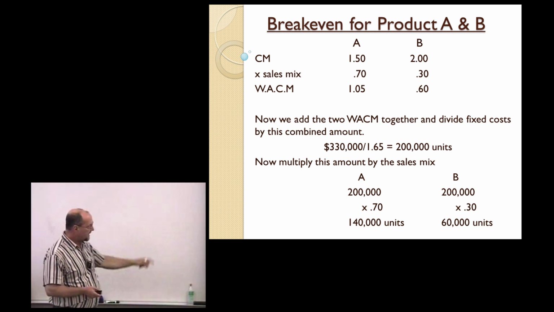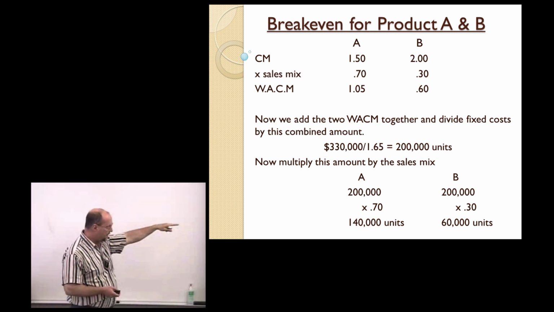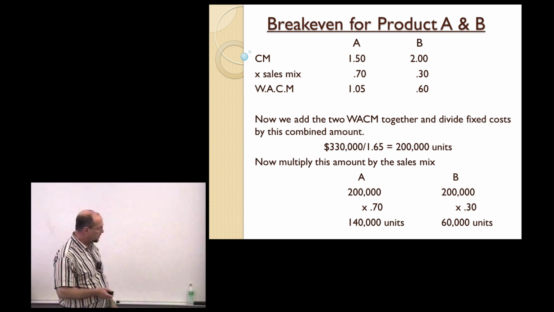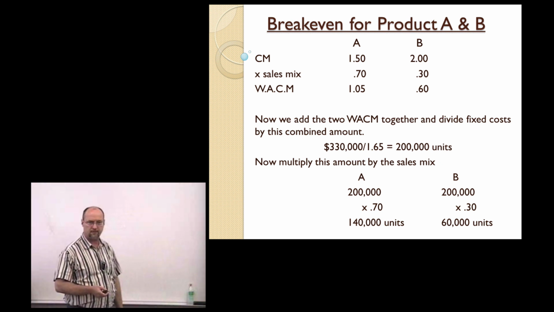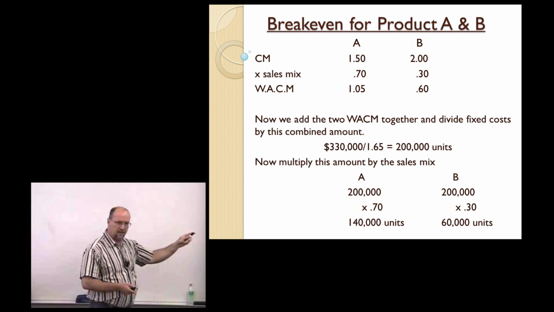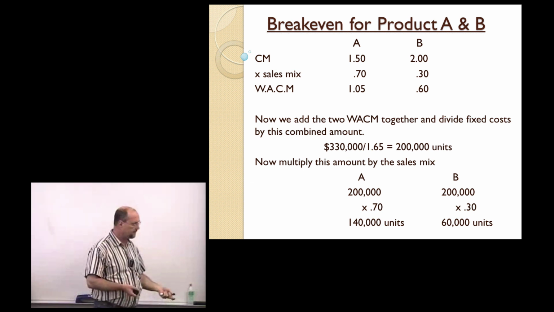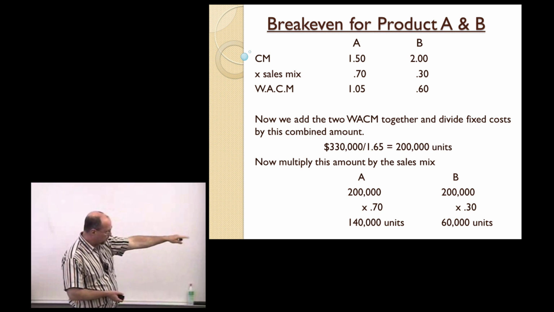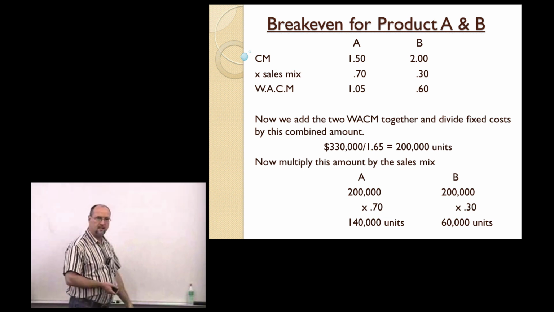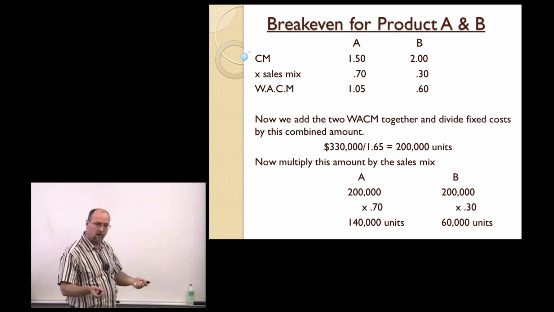$1.65. Take your fixed costs, which in the previous slide we saw were $330,000, divide it by your weighted average contribution margin, and we have to sell a total of 200,000 units. Now, this 200,000 units is comprised of products A and B. We have to separate product A and B, and for this we go back to our sales mix. 70% of that 200,000, or 140,000 units, will be product A. And 30% of the 200,000 units, or 60,000 units, will be product B.